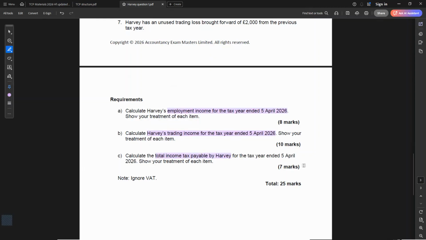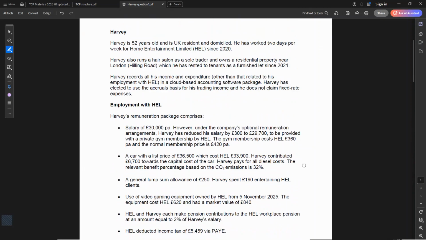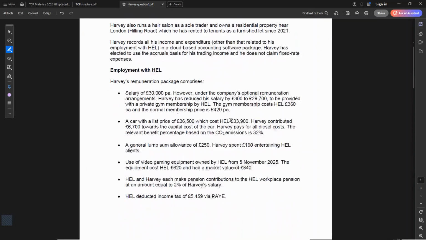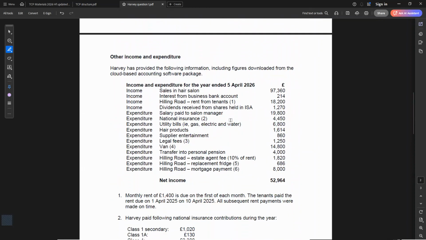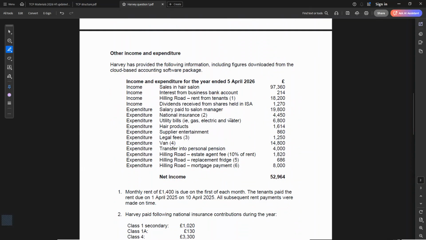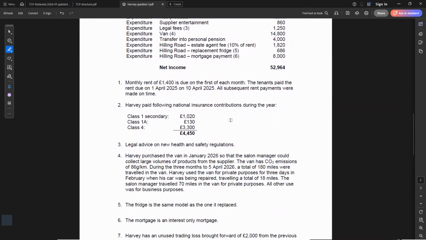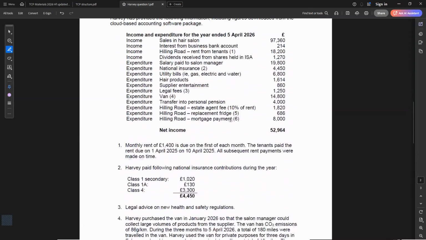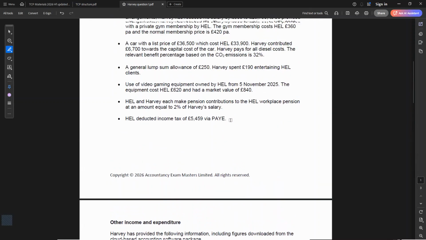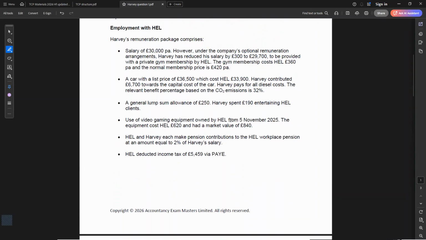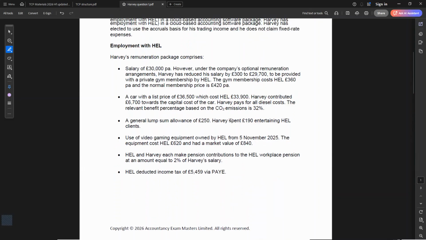So if we go up to the top, we know firstly we need to look at employment income and then trading income, and then we're looking at total income tax payable. We can see we've got some background information about Harvey, then we've got information on his employment with HEL, and then moving down we've got another section on other income and expenditure. So this will likely include all the information about his trading income and then his other income that we'll need to factor into part C of the question. So for part A of the question, you can see clearly set out we've got the employment with HEL section. So this is the section we'll need for the first part of the question.